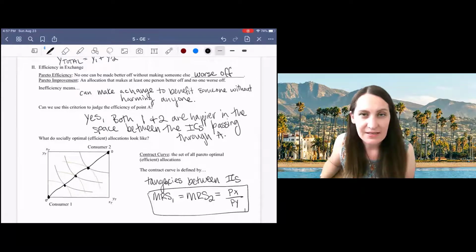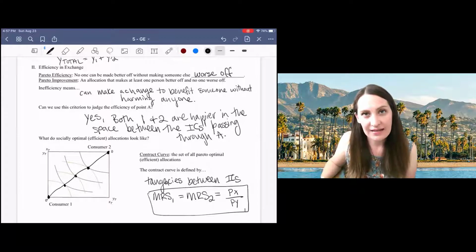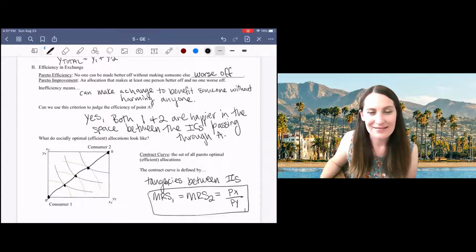Remember, efficiency is not the only goal of society. Fairness is also important. We don't necessarily want to end up at a point where some people have everything and some people have nothing. But efficiency is an important criteria in economics because inefficient outcomes are bad. If we can potentially make everyone happier, we should pay attention to that, and we should do so.